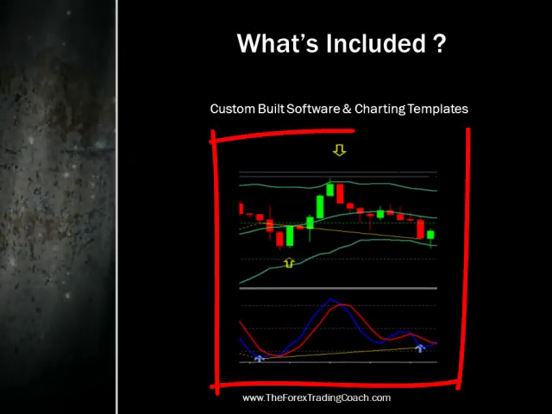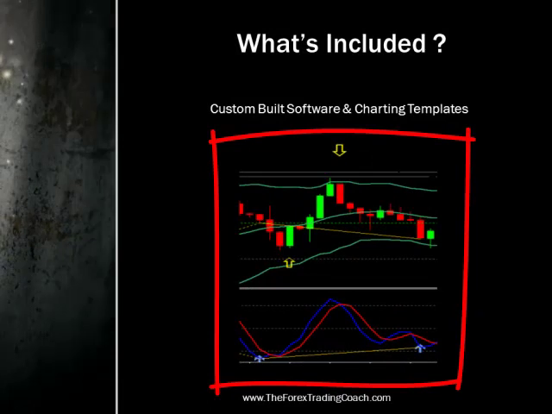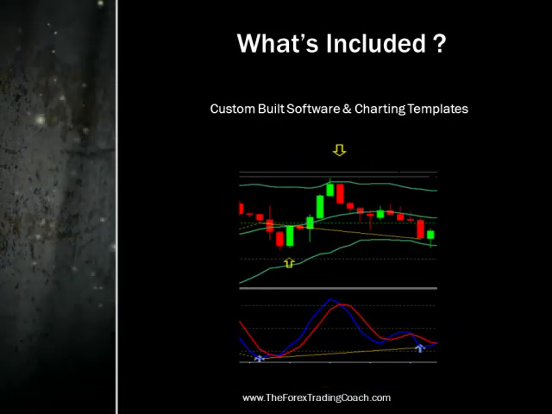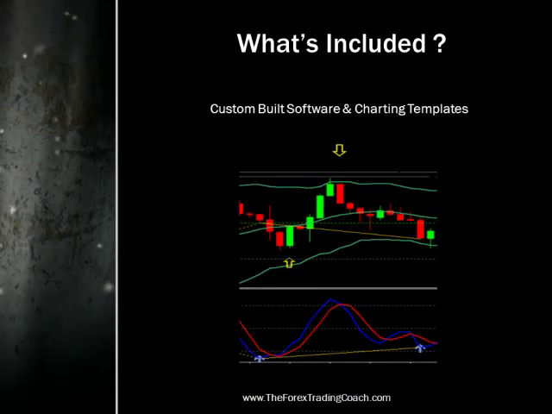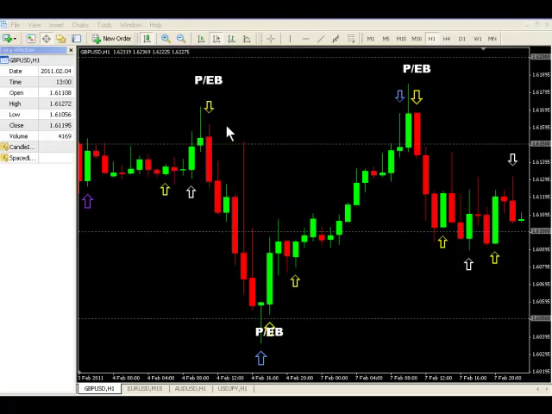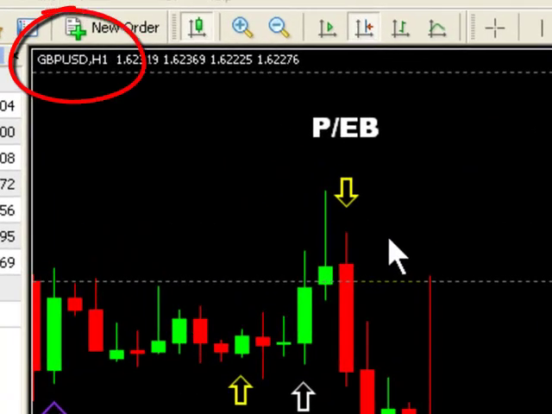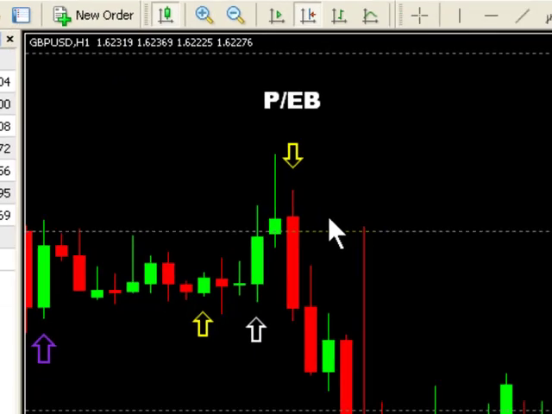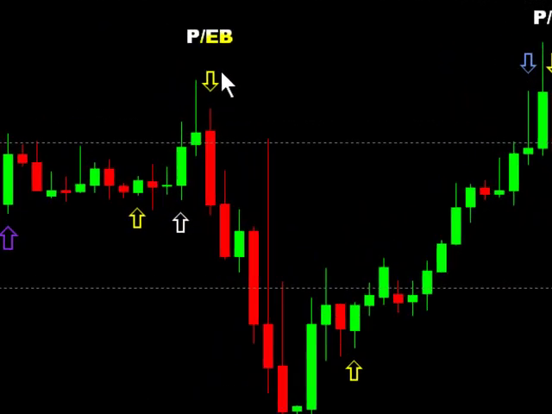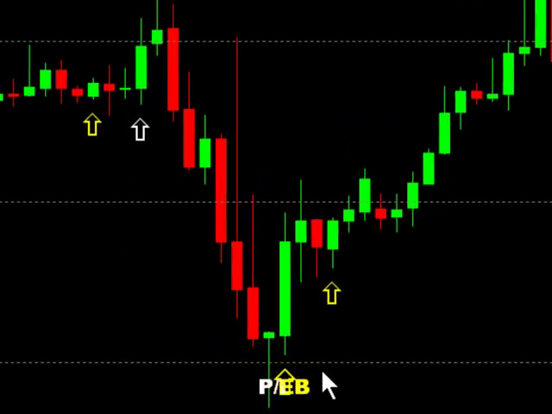You get to keep your own copy of my custom-made indicators and charting templates that work on the MetaTrader 4 platform. The custom-built software that comes as part of the course will work on any currency pair and on any time frame. So I'm looking here at the British Pound US dollar on an hour chart, and you'll notice there's various arrows here, some pointing up, some down, and also various colors.